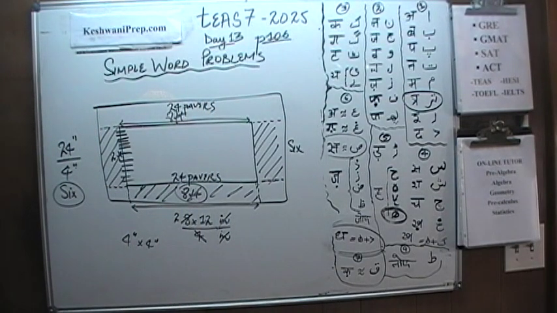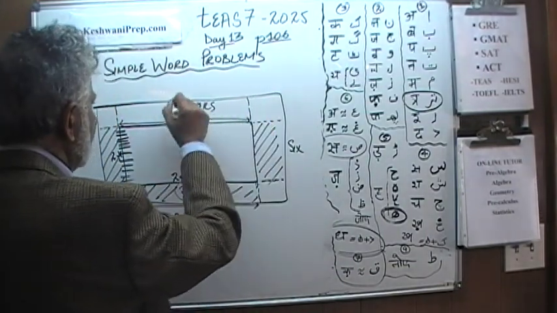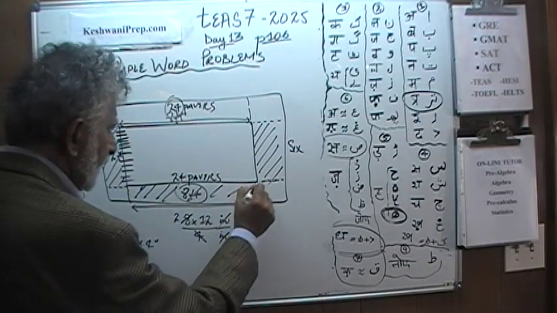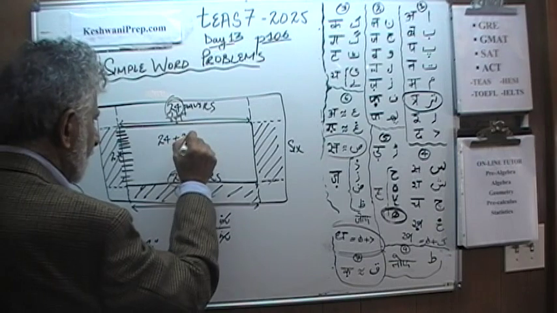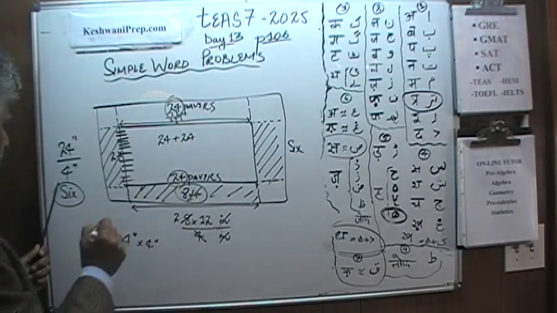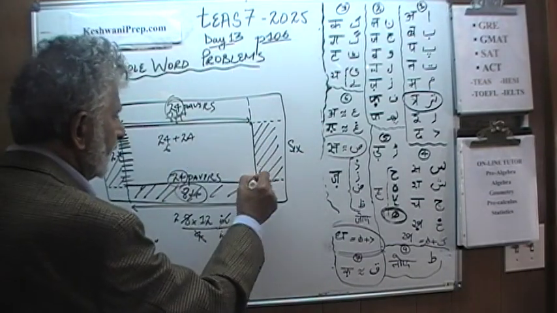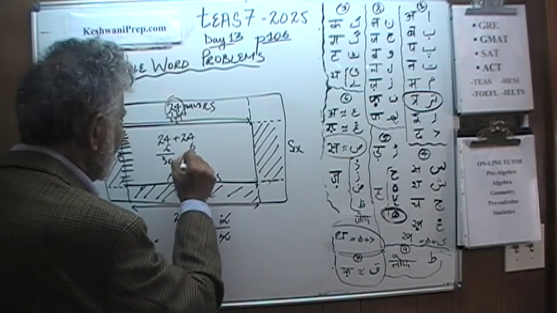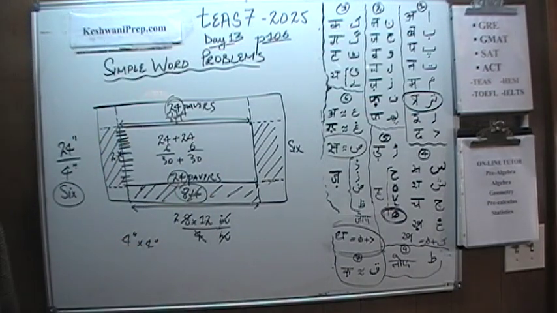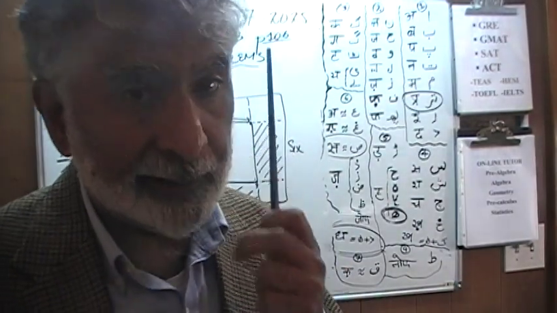How many pavers is that? Well, let's see. From here to here, we need 24 pavers. From here to here, we need another 24 pavers. So that's 24 plus 24. To go from here to here, we just found out that we need 6 pavers, and then to go from here to here, we need 6 more pavers. It looks to me that we need 60 pavers. And if you did come up with the answer of 60, then of course you made a fatal error.